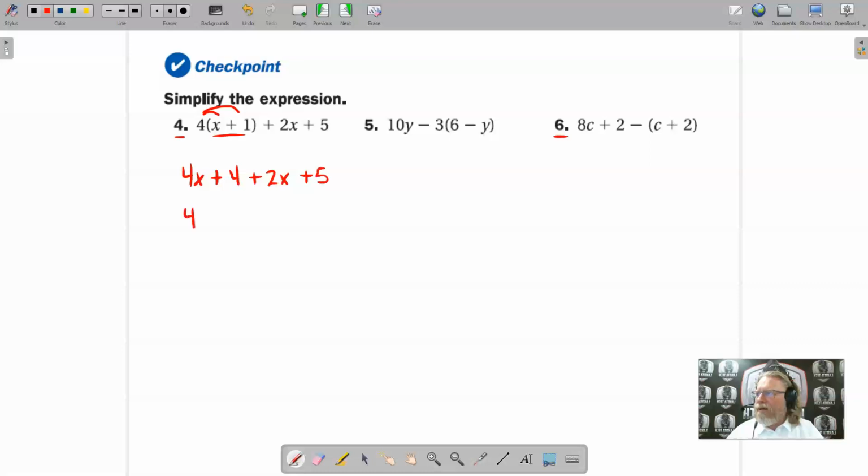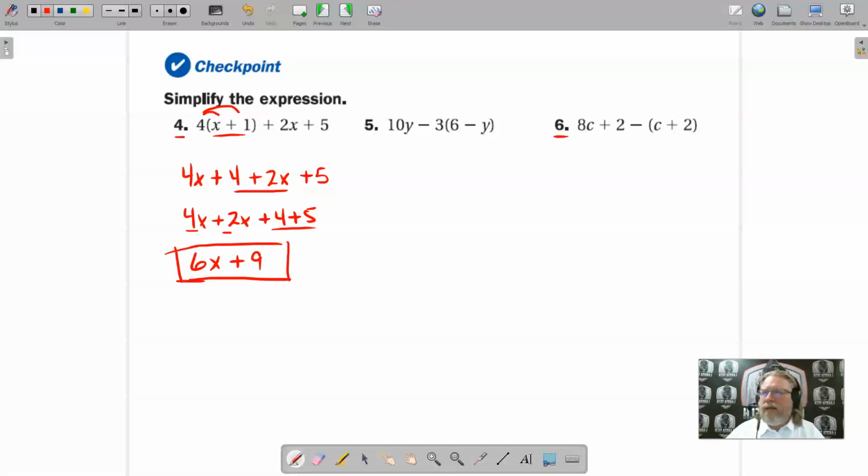Now, so that you can see it, they end up having these two switch places. So we have plus 2x plus 4 plus 5. Now we can add 4 plus 2 is 6. 6 what? It's in terms of x, so we need 6x. And then we can also add the 4 plus 5, and that is 9. So simplified, we would end up with 6x plus 9.